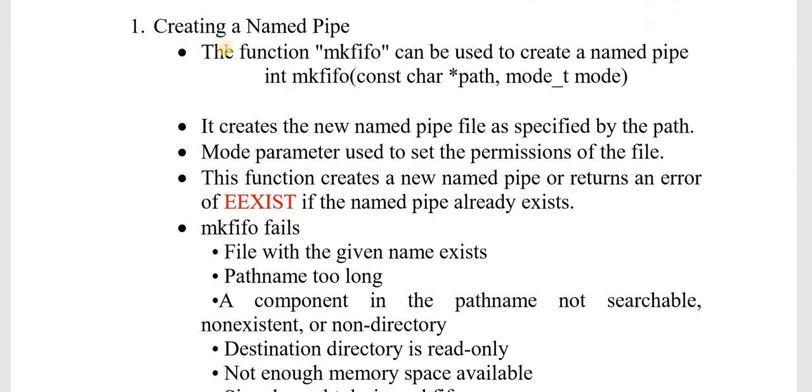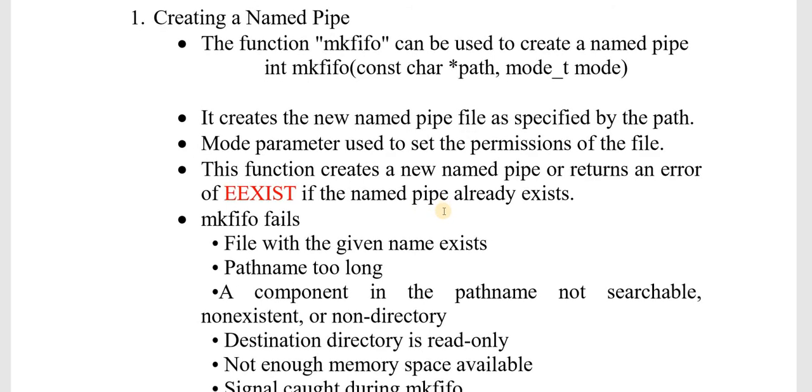Now we will see how we can create a named pipe. The function mkfifo can be used to create a named pipe. This is the syntax to create a named pipe: int mkfifo. It takes two arguments, one is path and one is mode. It creates the new named pipe file as specified by the path. The mode parameter is used to set the permissions of the file. This function creates a new named pipe or returns an error of EEXIST if the named pipe already exists.